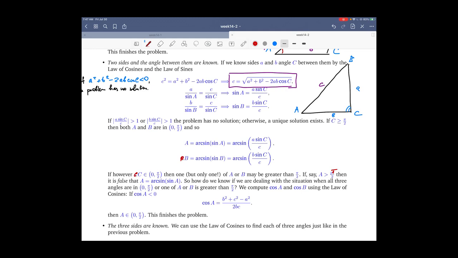And why is it important? It's important because if one of these angles, say A, is greater than pi over 2, then it's false that A is arcsine of sine A. Arcsine is always in between negative pi over 2 and pi over 2. So you need to know whether A and B are less than pi over 2 or greater than pi over 2.